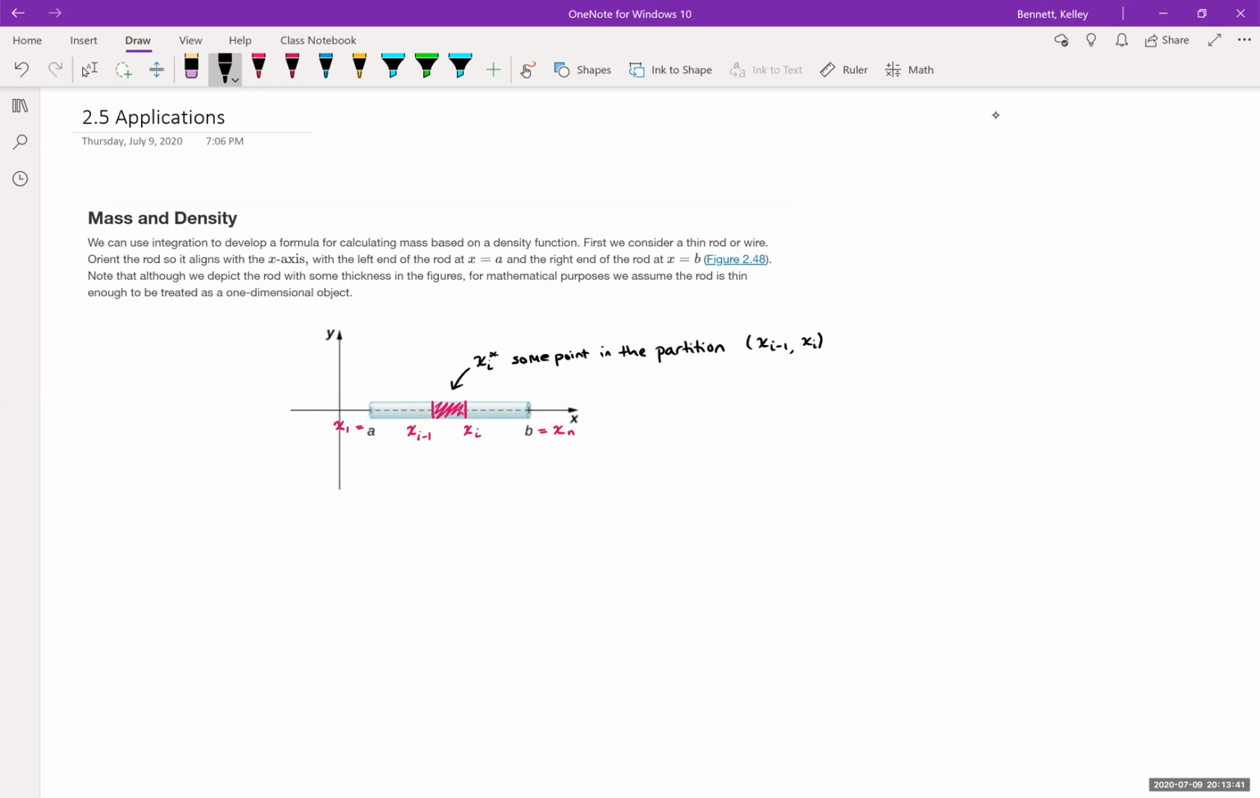So if I wanted to compute the mass for this little tiny sliver based on density, I'm going to have the density at some point in the interval, which is just rho, the density function evaluated at xi star, where xi star again is in the partition from xi minus 1 to xi. And then I want to multiply it by the width. So the width is just xi minus xi minus 1.